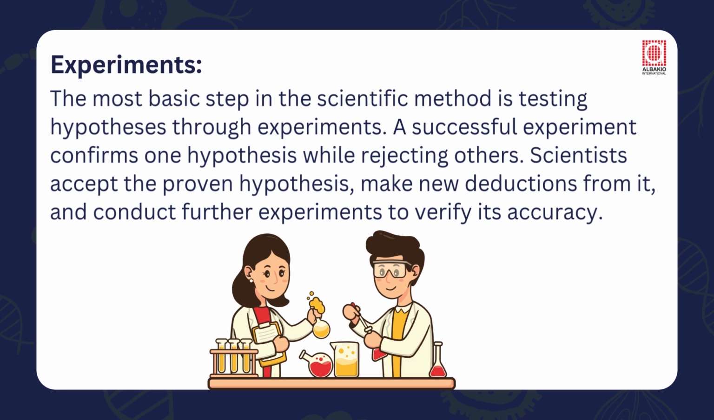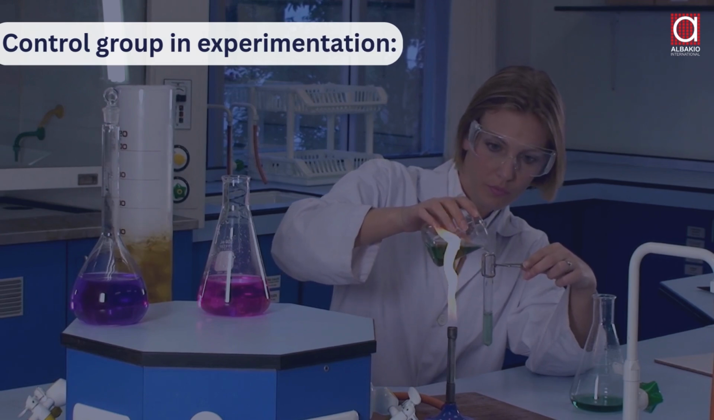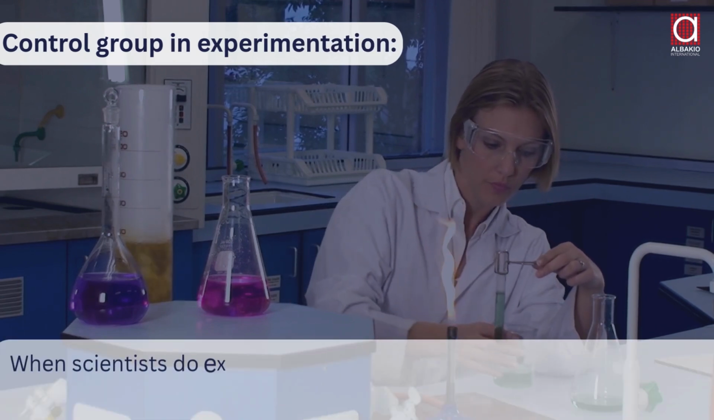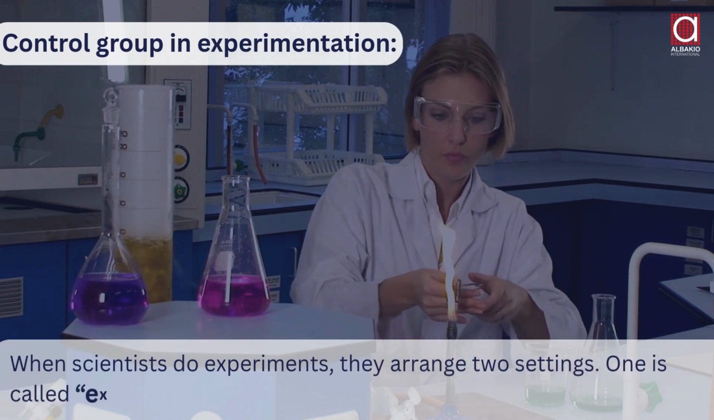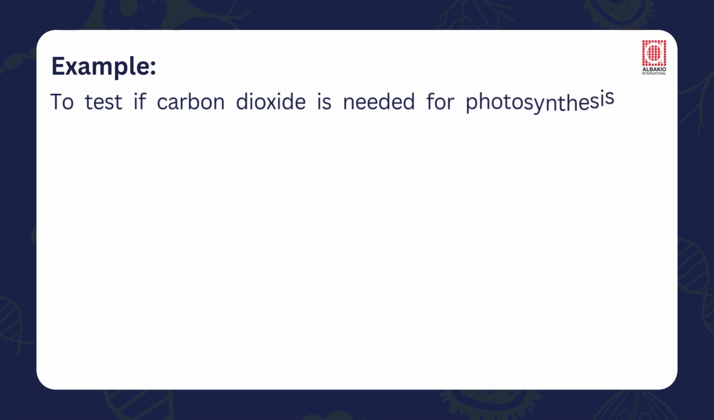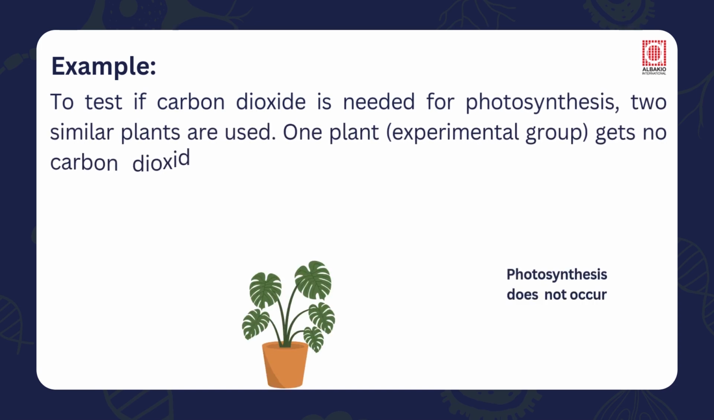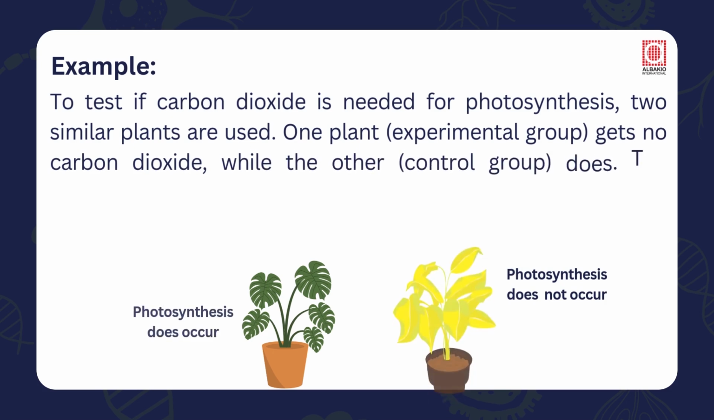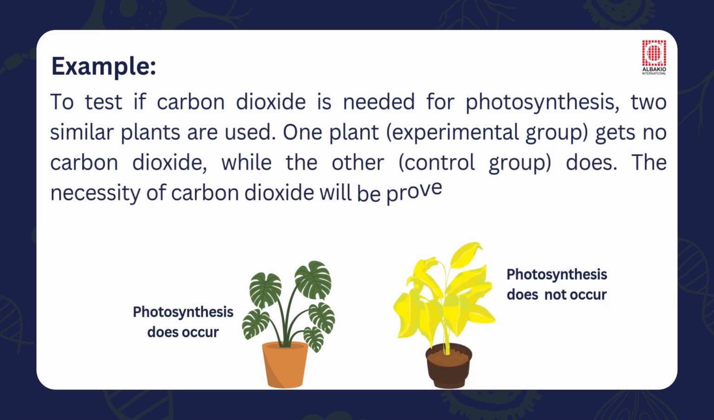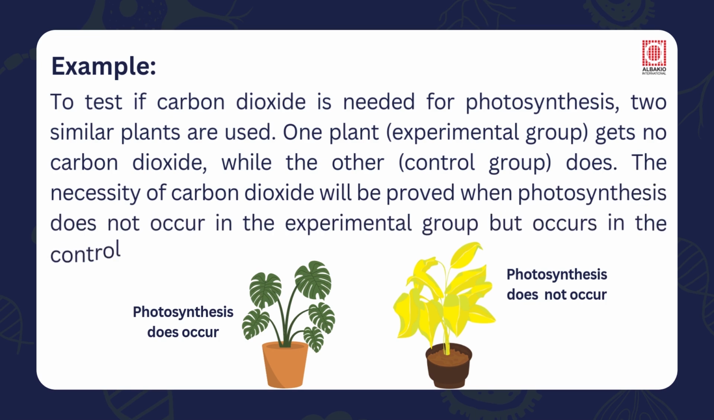Control group in experimentation. When scientists do experiments, they arrange two settings. One is called experimental group and the other is called control group. For example, to test if carbon dioxide is needed for photosynthesis, two similar plants are used. One plant, which is the experimental group, gets no carbon dioxide, while the other, the control group, does. The necessity of carbon dioxide will be proved when photosynthesis does not occur in the experimental group but occurs in the control group.